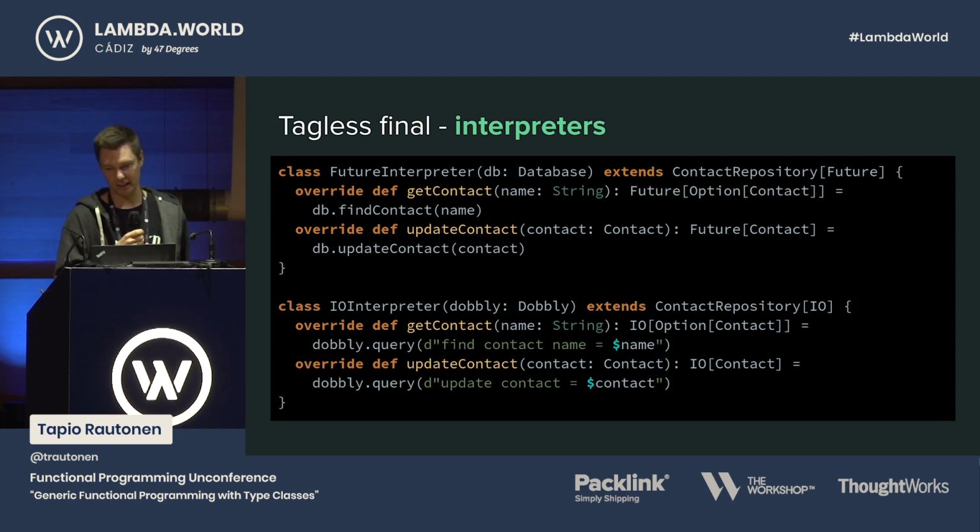Here I have a simple example of creating a future-based interpreter, which is just some kind of a database interface, getting the contact and then updating the contact. And then also an example of IO, with an imaginary query interface, which returns the IO monad. So no matter what your implementation is, you have the core business logic with the most simple primitives, following the principle of least power and abstracted all the way, it comes to this.